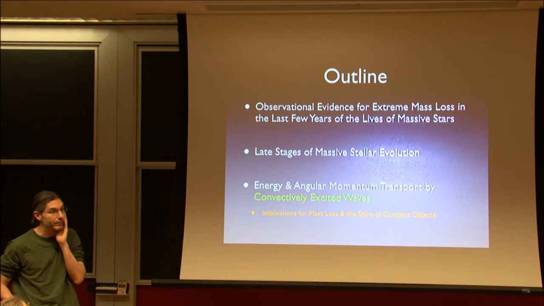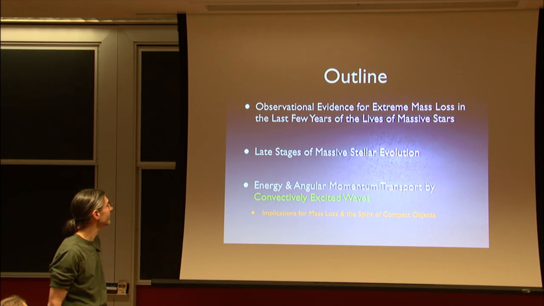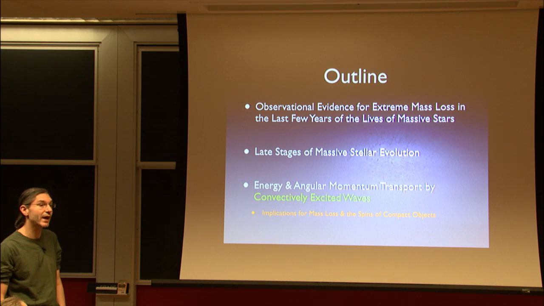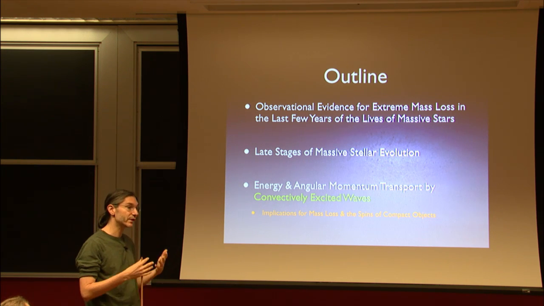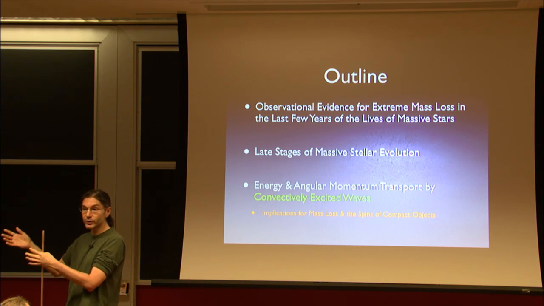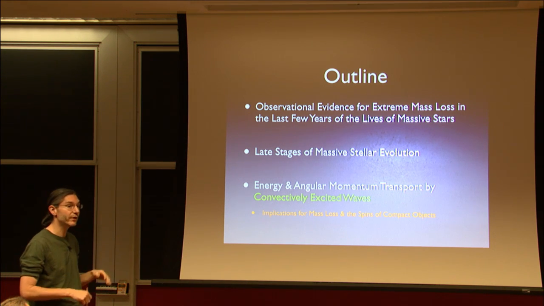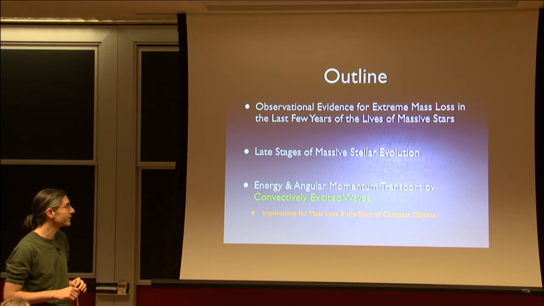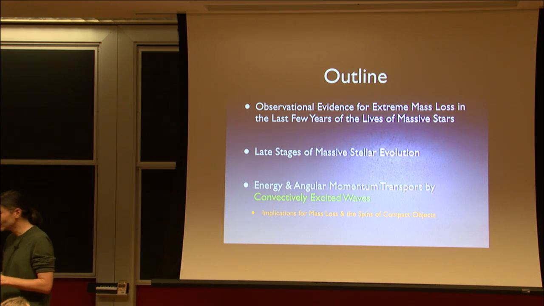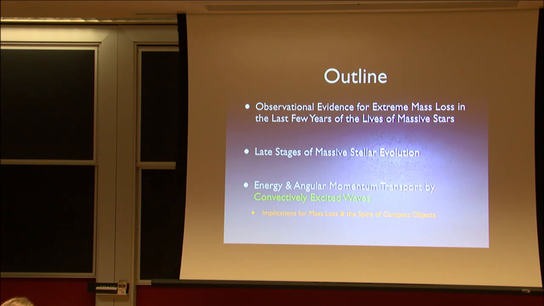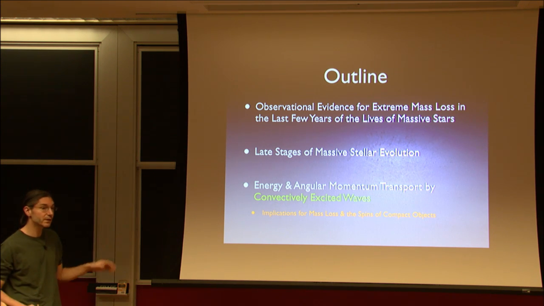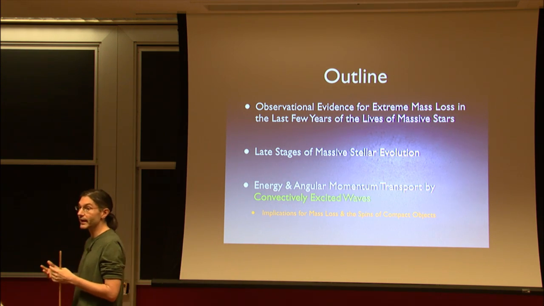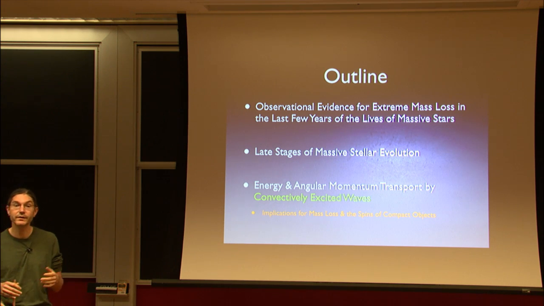So I want to start just by providing a little bit of context. Some of the observations motivate thinking that something unusual is happening in the latest stages of massive stellar evolution, so that in the last few years of stellar evolution, there are some very unusual phenomena distinct from what happened in the earlier tens of millions of years. Then I'll review very briefly some of the physics of massive stellar evolution, and then focus in particular on the role of non-local transport of energy and angular momentum in stellar interiors by waves.